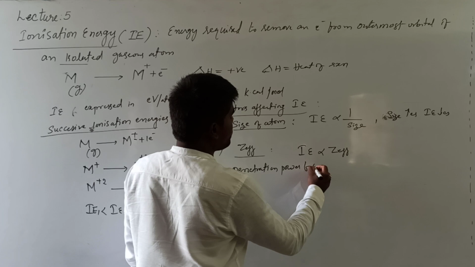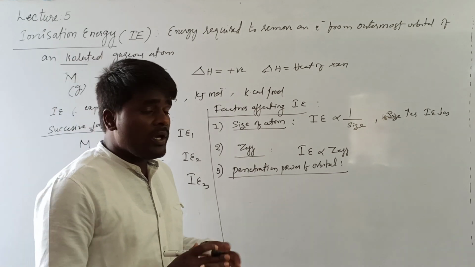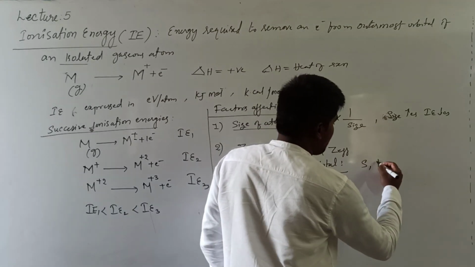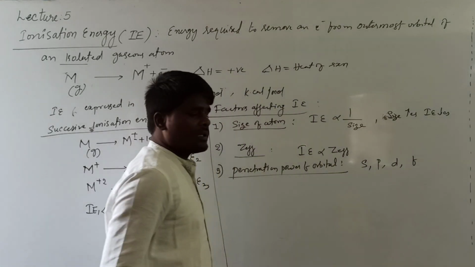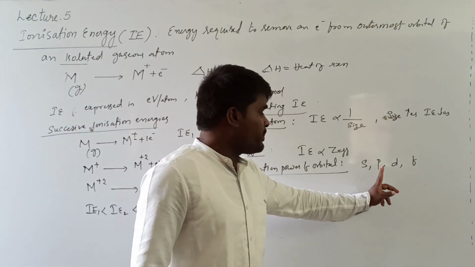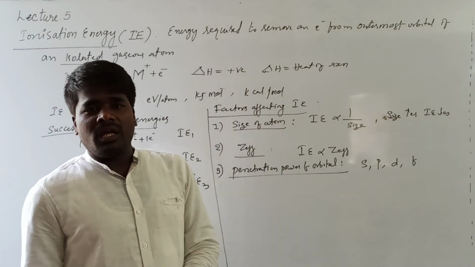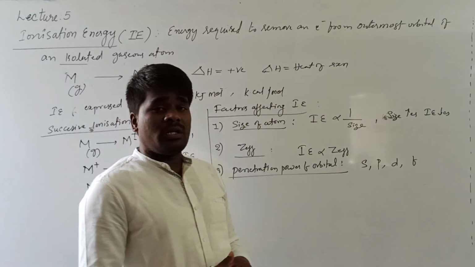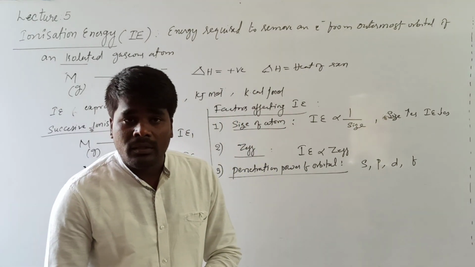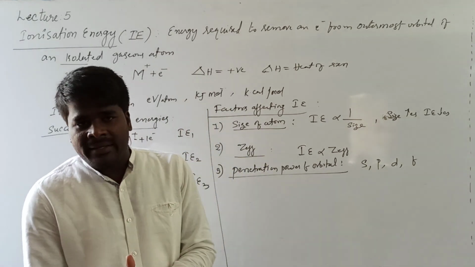And the third factor we can see is the penetration power of the orbital. It also depends upon the orbital from which we are removing the electrons. As we know, there are different types of orbitals: s orbital, p orbital, d orbital, f orbital. In the valence shell, the electron will be present in an s, p, d, or f orbital. If you are removing the electron from the s orbital, it requires more energy when compared with the p, d, and f orbitals. Why? Because of the shape of the orbital. The shape of the orbital also influences the ionization energy.